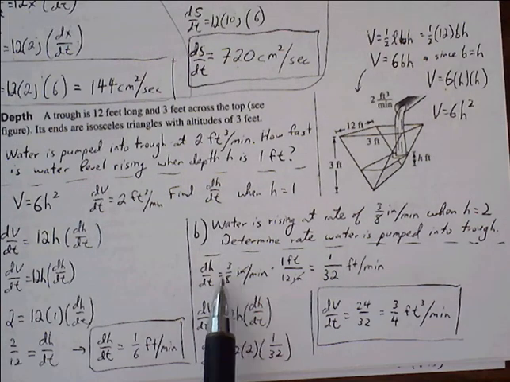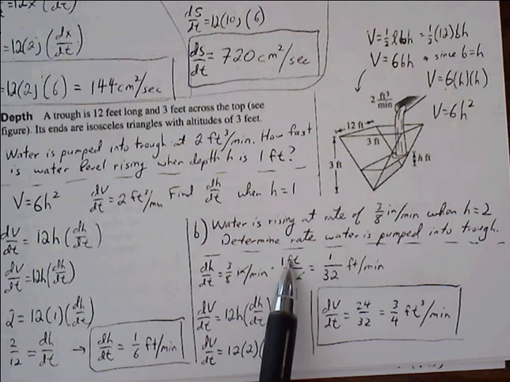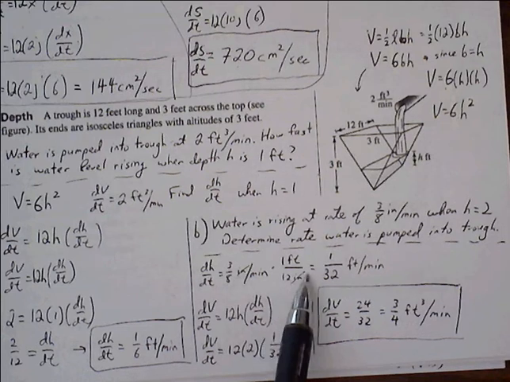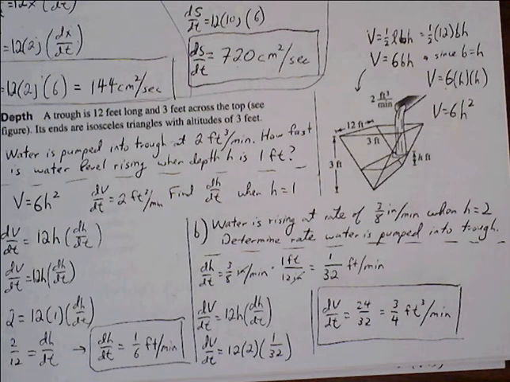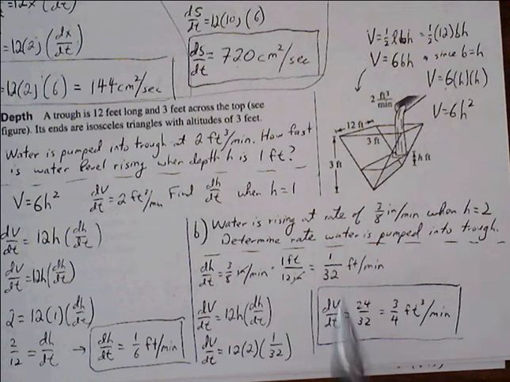We know the conversion between inches and feet is 1 foot for every 12 inches. I put 12 inches in the denominator to get the units to cancel out, and 3/8 times 1/12 is 1/32. So we know dh/dt after conversion is 1/32 feet per minute.